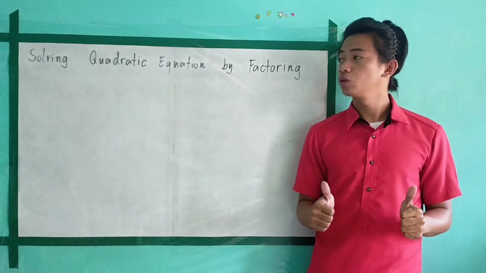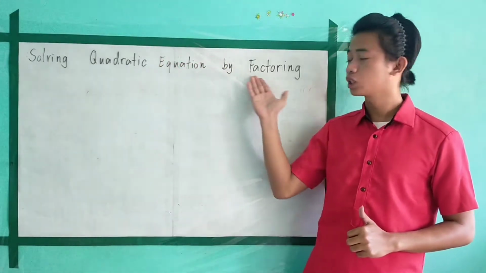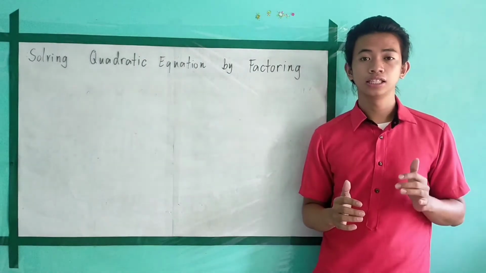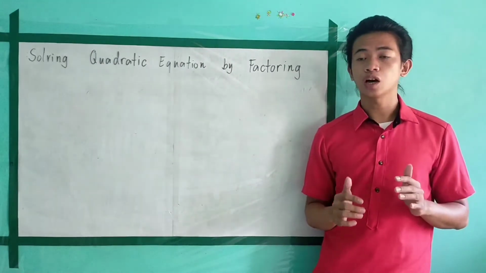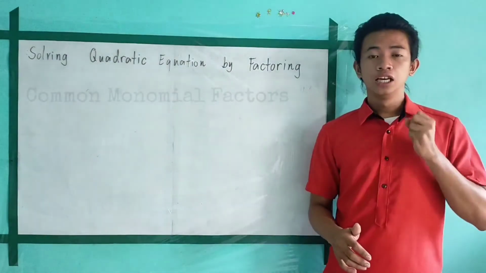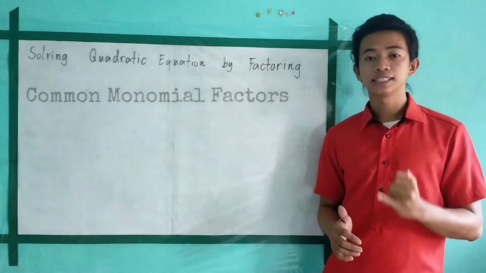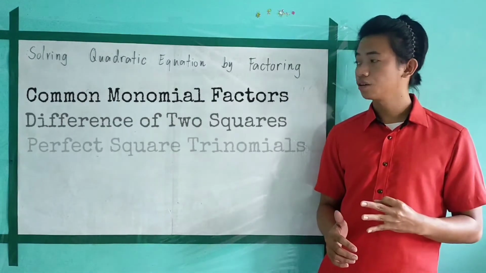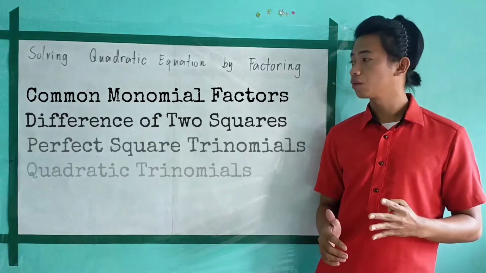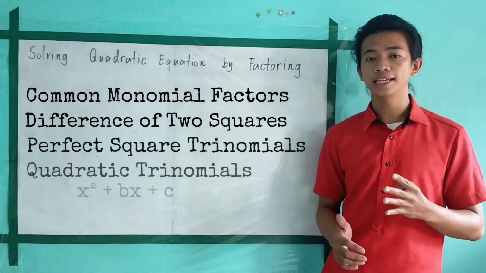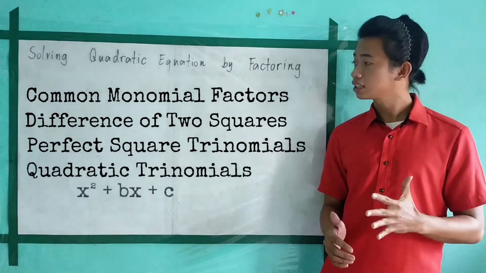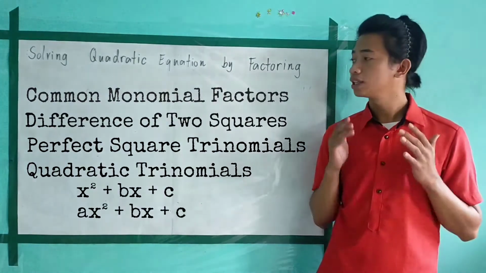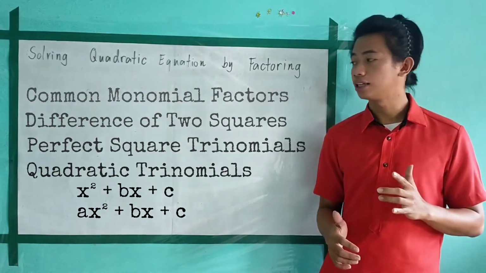In this video, you will learn how to solve quadratic equations by factoring. During your grade 8, napag-aralan nyo yung different types of factoring. So we have common monomial factor, that is the GCF, difference of two squares, perfect square trinomial, quadratic trinomial in the form x squared plus bx plus c, and quadratic trinomial in the form ax squared plus bx plus c. So we will discuss it one by one.